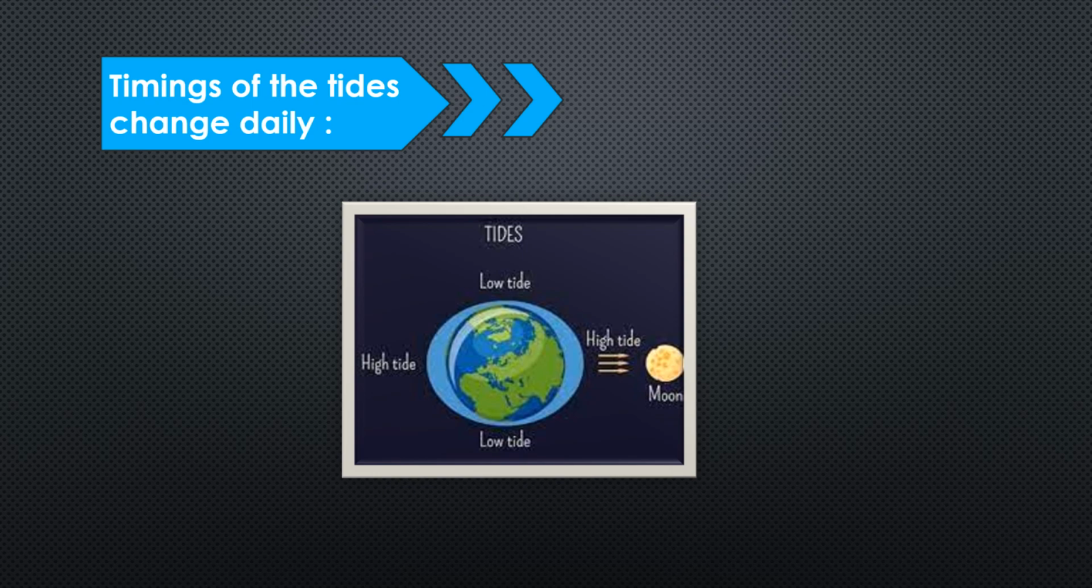Now, we have learned that the timings of the tides change daily, and also that the tides are a continuously occurring phenomenon. So, how do the tides work? After reaching the maximum water level during a high tide, the low tide sets in. Similarly, after reaching the lowest water level during a low tide, the high tide sets in.